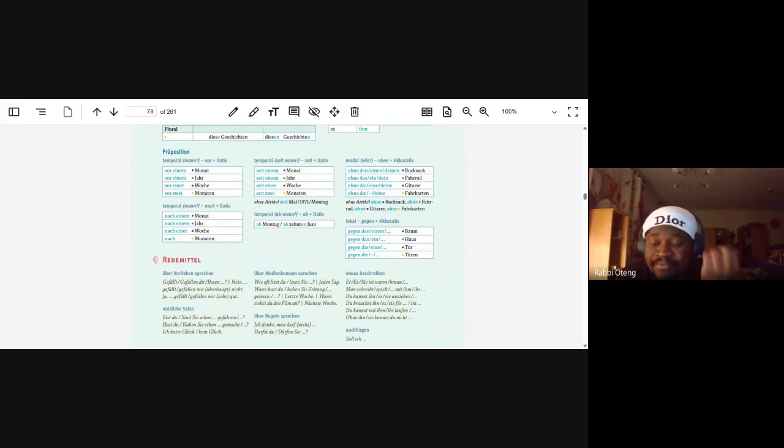Another accusative preposition is what? Gegen. Gegen is against. Gegen means against. It's also what? An accusative preposition.